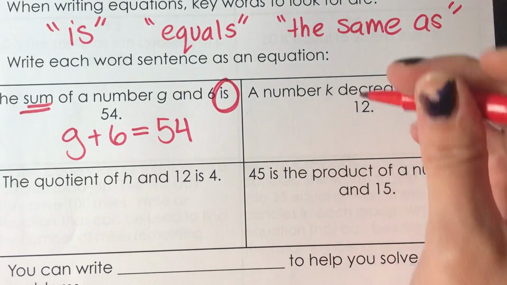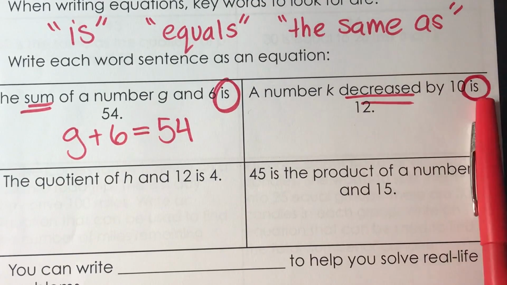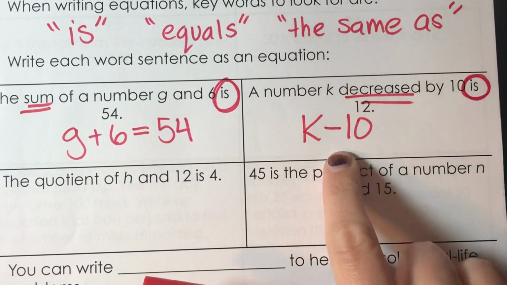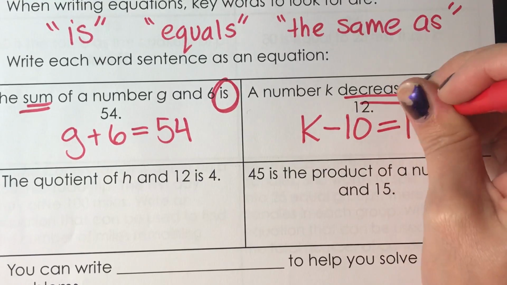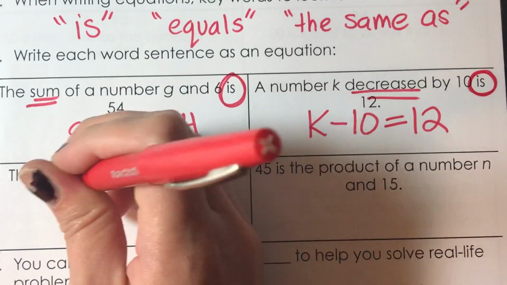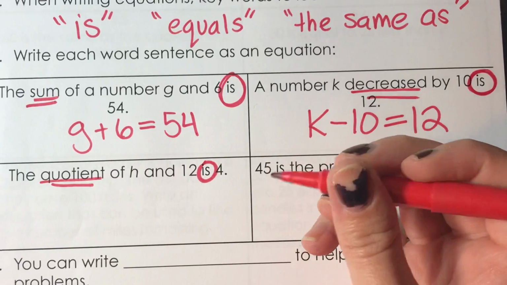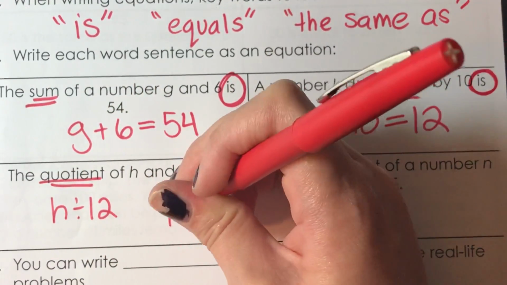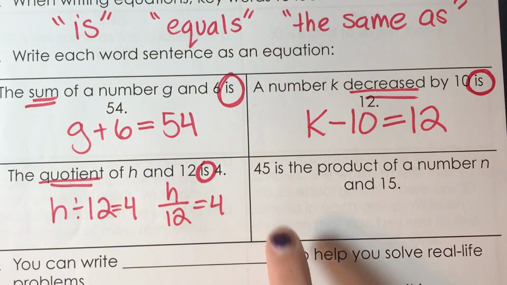A number k decreased by 10 is 12. So k decreased by 10, that was my expression, but now I have the word is telling me it is 12. The quotient of h and 12 is 4. So the quotient of h and 12 could be h divided by 12 or h over 12 is 4.